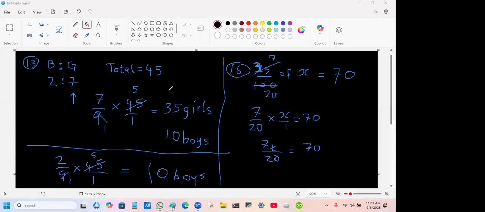So what will I do next? What will I do to both sides? Multiply 20 by both sides. Okay, yeah, that's another way of saying it. Let me show you something. The aim is for the 20 to cancel itself, right? Yes. So what are we going to do to both sides now that what is left is 7x equals 70 times 20?